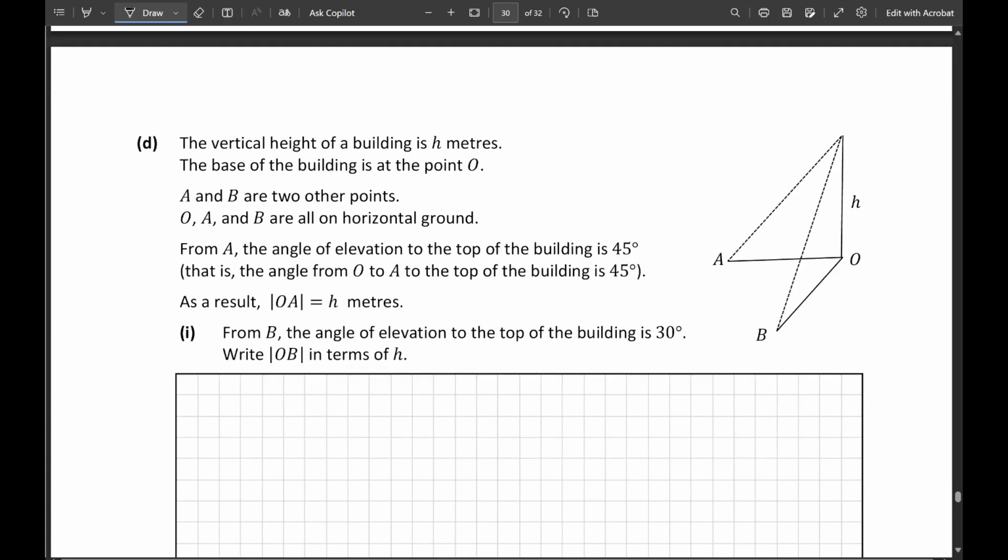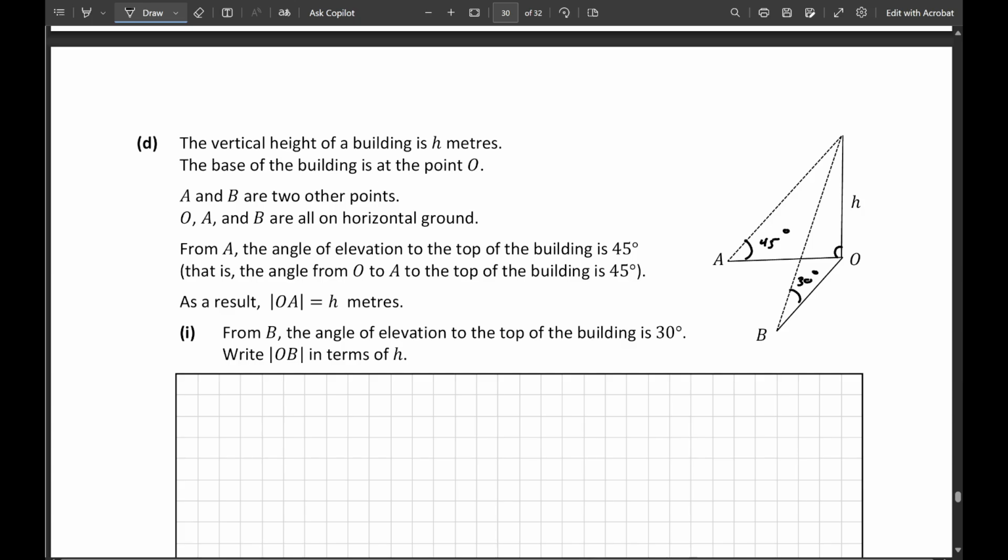Okay. The vertical height of a building is h. The base of the building is at O. A and B are two of the points. O, A, and B are on horizontal ground. The angle of elevation to the top of the building from A is 45, and from B it's 30. As a result, OA is h. Okay, grand. So work out OB in terms of h.